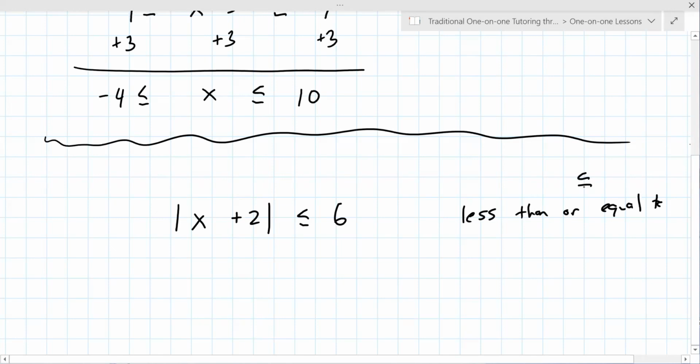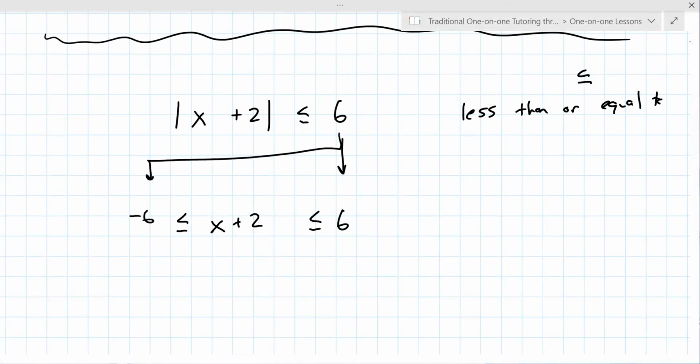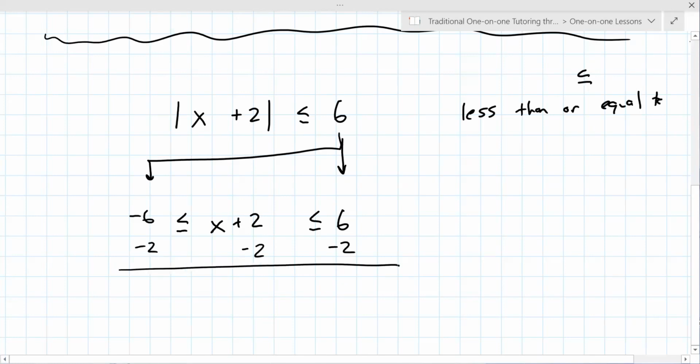All right. So now you bring the 6 down, and then over here on the left, you write negative 6. So now you subtract 2 from everything because you want to get x by itself. So what is negative 6 minus 2?